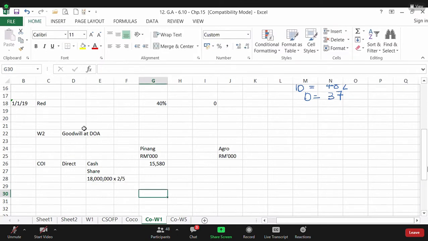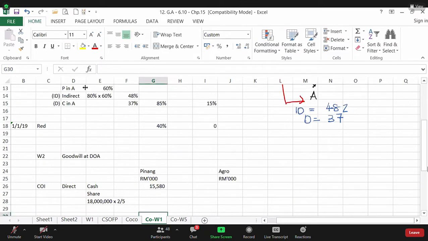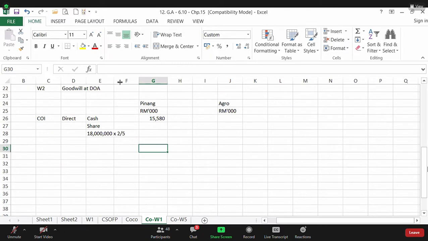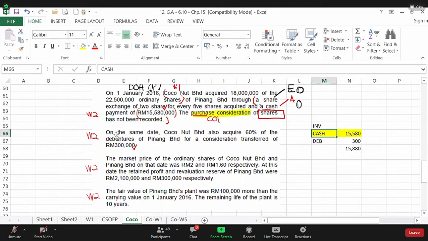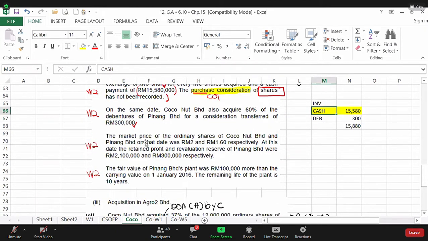Okay, you need to times 2/5. However, this one is units, so you need to find the amount. Where is the share price? Here, the market prices of Coconut and Penang are RM2 and RM1.60. So my question to you, please advise me, which share price should I use? Is it Coconut or Penang?